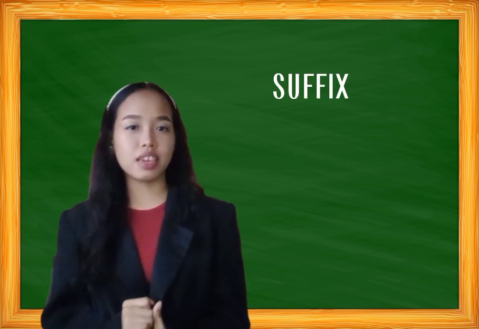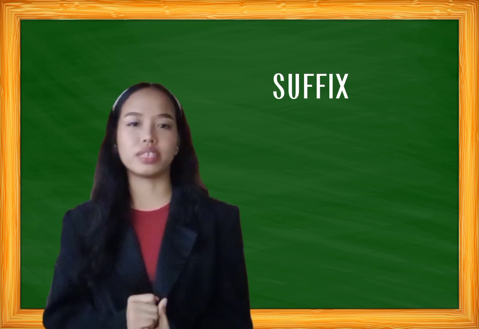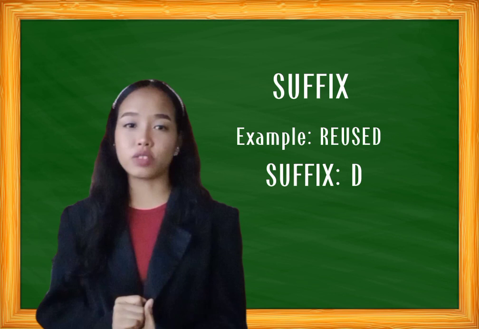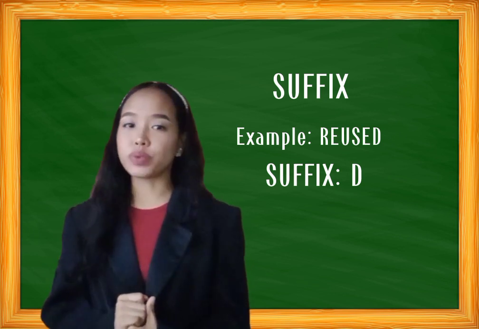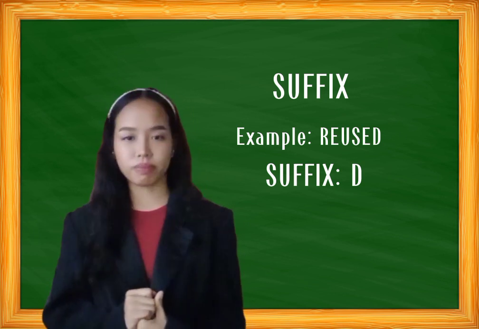A suffix is a group of letters that come at the end of a word. In the word reused, the letter D is added to make it past tense. That means the word reused means use again in the past.